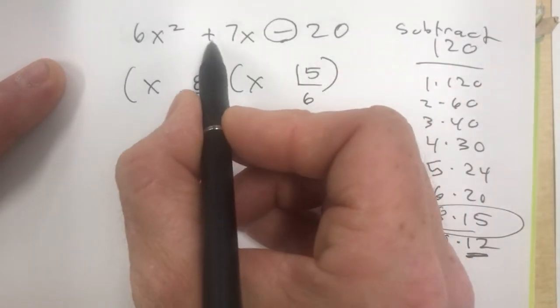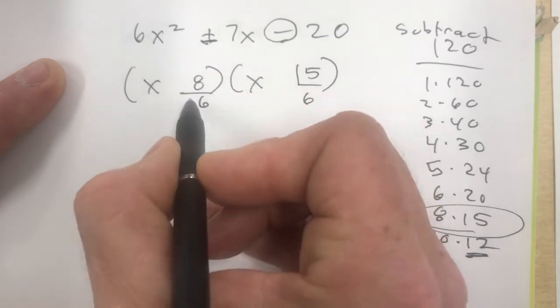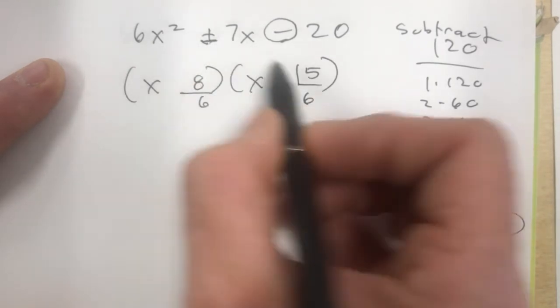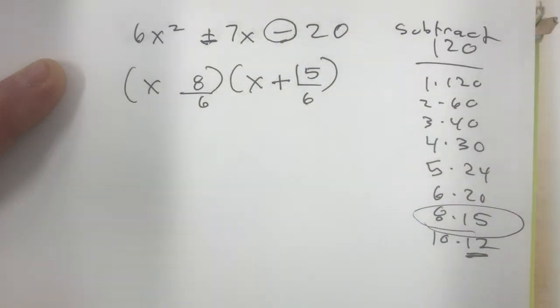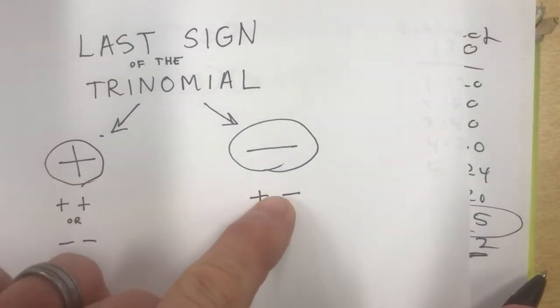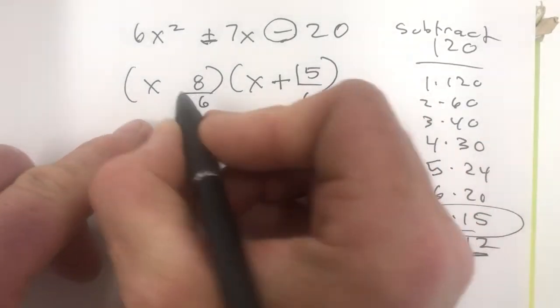Okay, now the signs, this sign right here goes to the big one, which 15 is bigger than 8, so that plus goes right here. And the last sign being a minus, again, last sign's a minus, I got to have a positive and a negative, so there's my positive, this will be my negative.